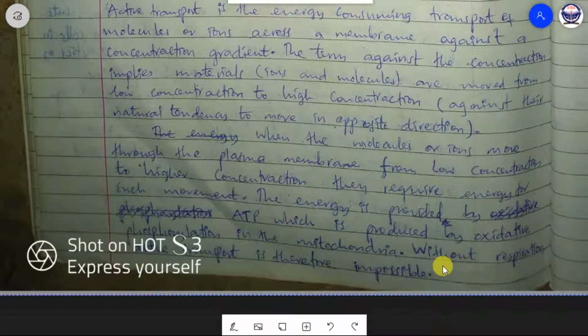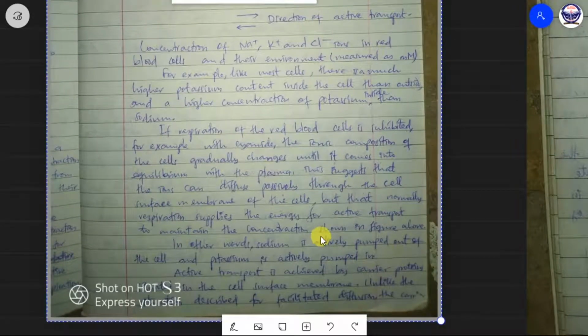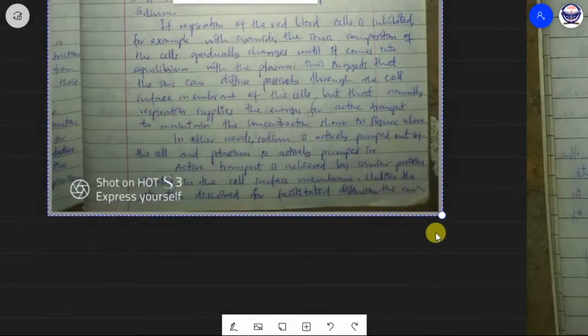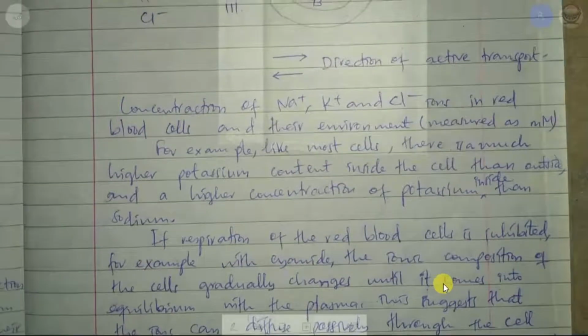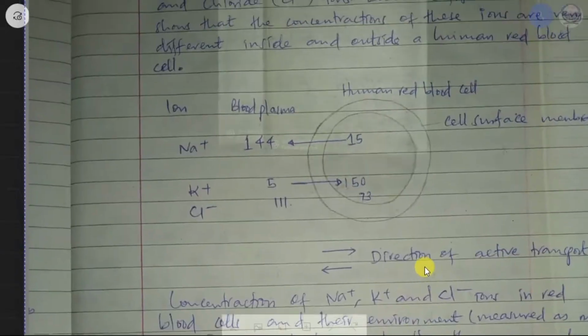Without respiration, active transport is therefore impossible. So active transport depends on respiration. In the absence of respiration, active transport cannot proceed as it is required to. So let's continue with our discussion about active transport.